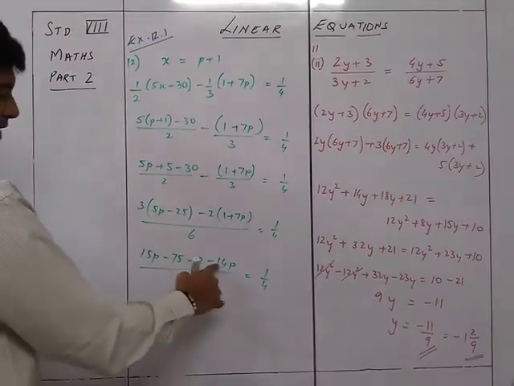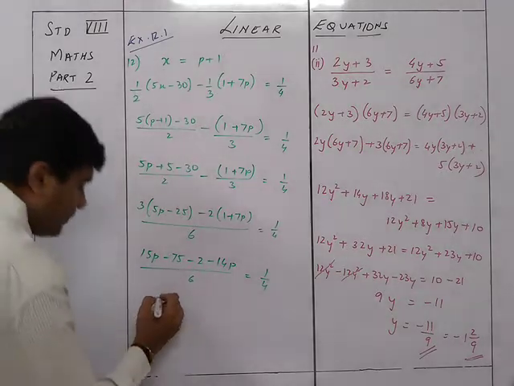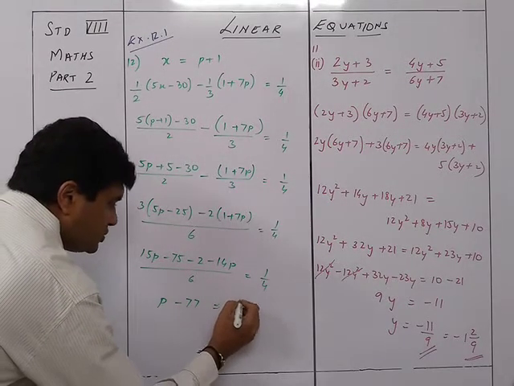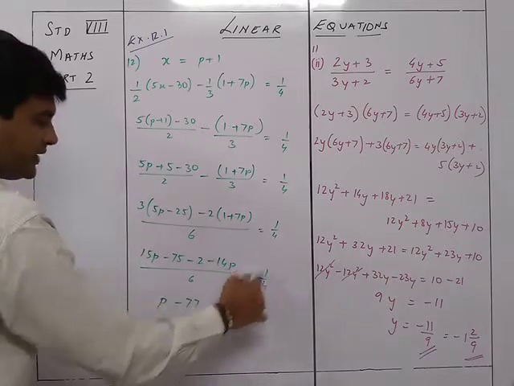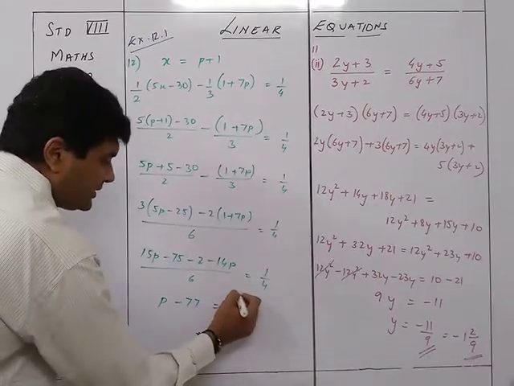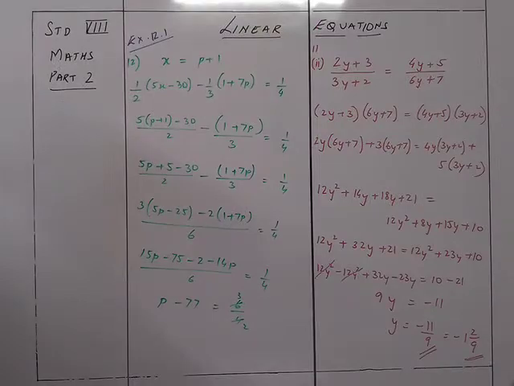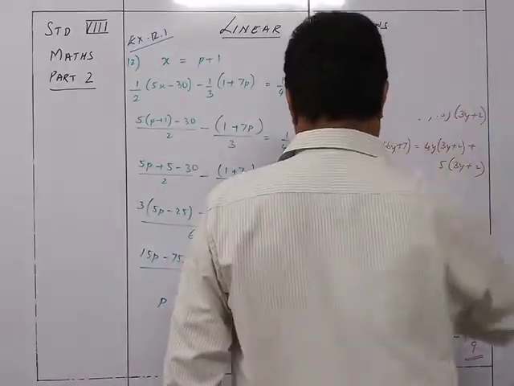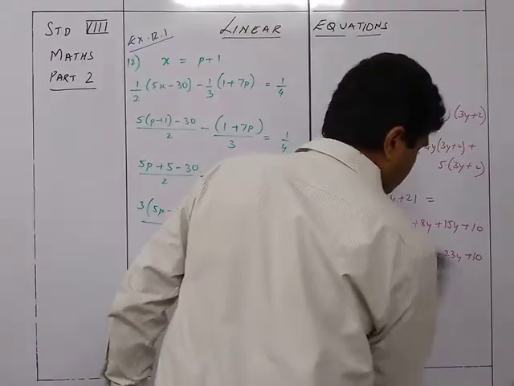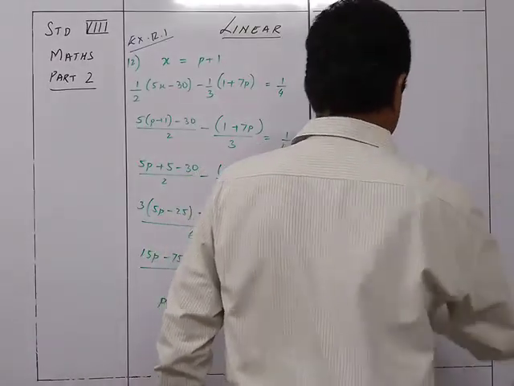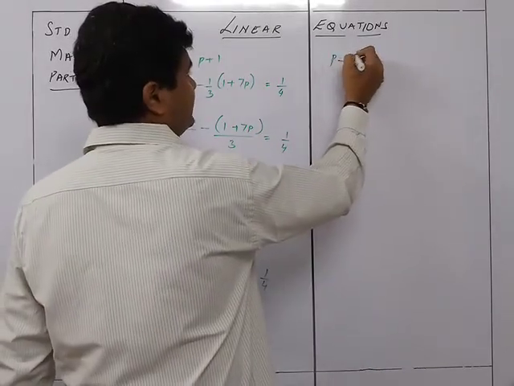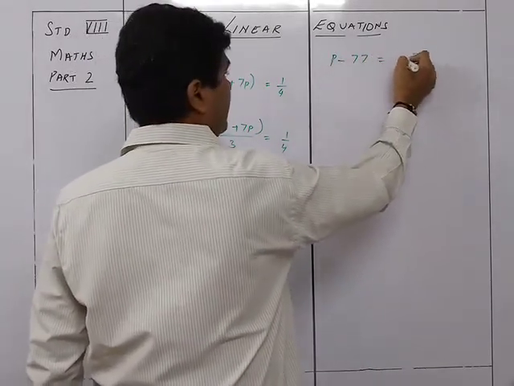So 15p minus 14p is 1p. So p minus 77 is equals to 6 upon 4. This 6 goes over here. So 6 upon 4, that is nothing but 3 upon 2. We'll continue here. So what we get is p minus 77 is equals to 3 upon 2.